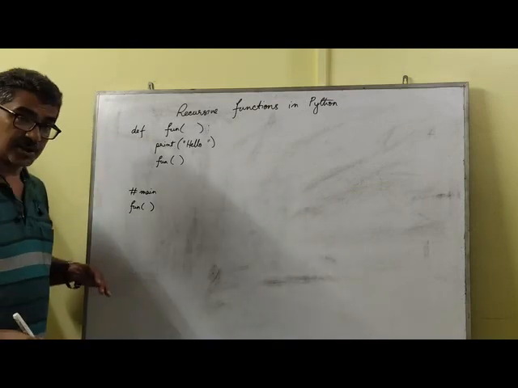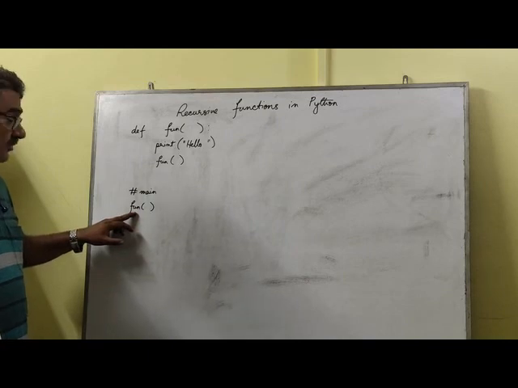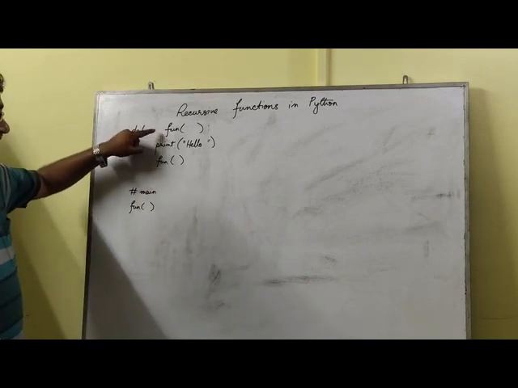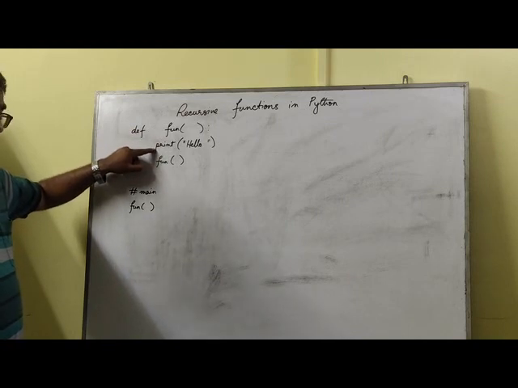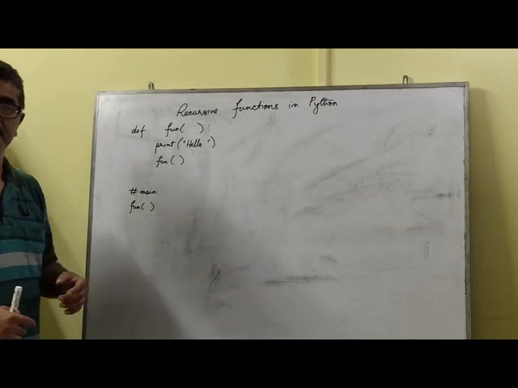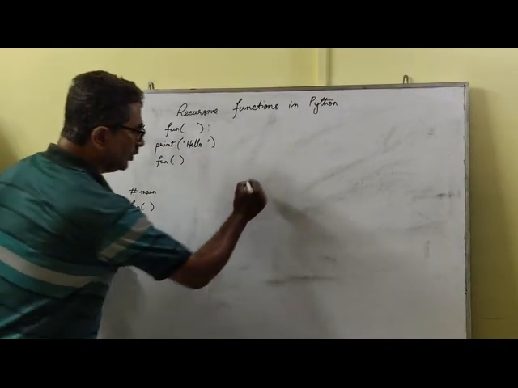When the program execution begins, it begins from here. I'm making a call to the fun function. So the entire control gets transferred over here. Whatever is the content inside that function gets executed. We have seen this earlier when we discussed functions. So here it's going to definitely print hello.